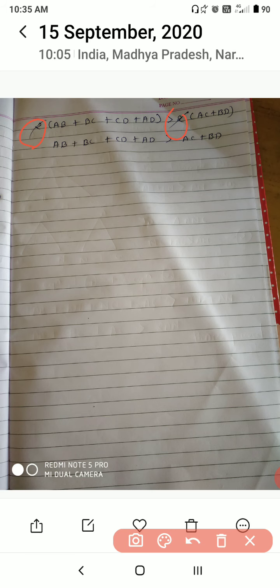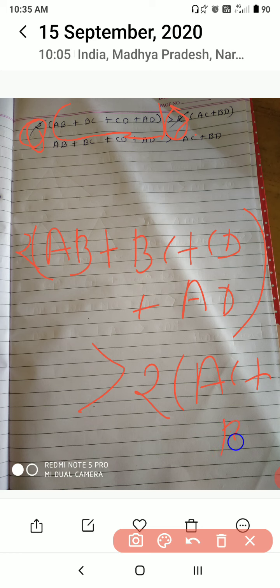Take out 2 as common. When you take out 2 common, you will get 2 times bracket AB plus BC plus CD plus AD, bracket close, greater than twice of AC plus BD. Here we have taken out 2 as a common, greater than 2 times AC plus BD, close bracket. These two can be cancelled out. Then the remaining thing is AB plus BC plus CD plus AD greater than AC plus BD.